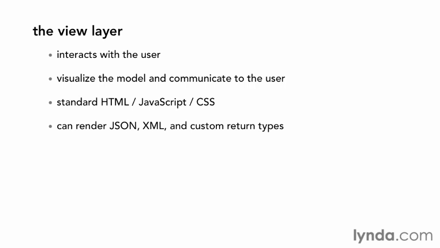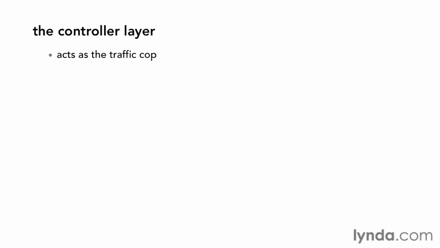Finally, there is the controller layer. This layer acts as the traffic cop, controlling the application flow and interaction between the model and the view. Controllers are the brains of an ASP.NET MVC application, requesting data from the model layer and choosing the correct method of getting that data to the user.